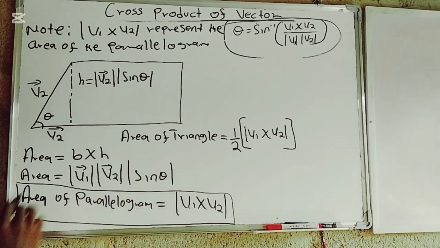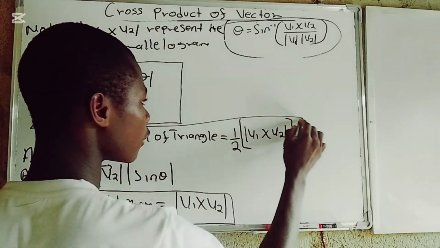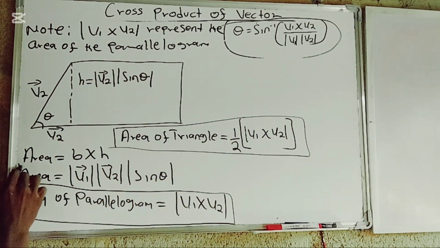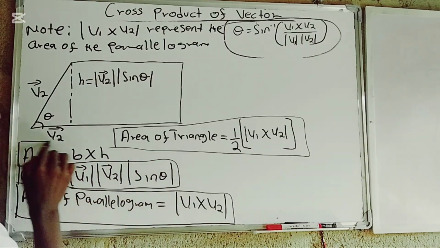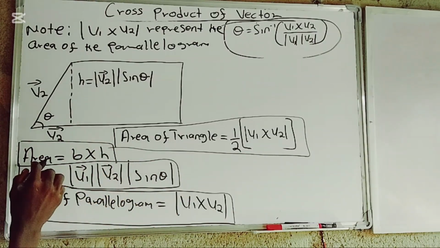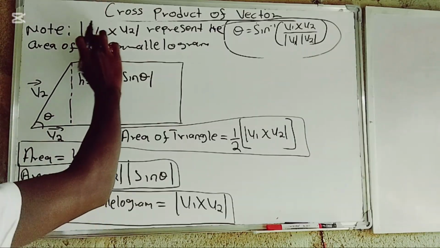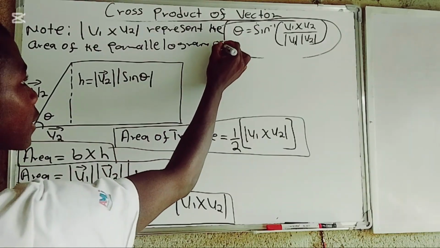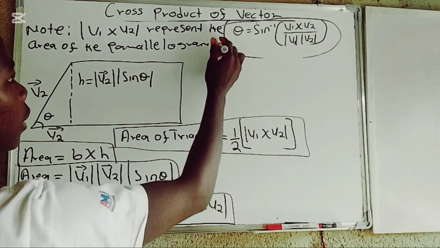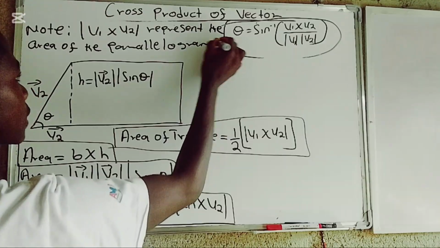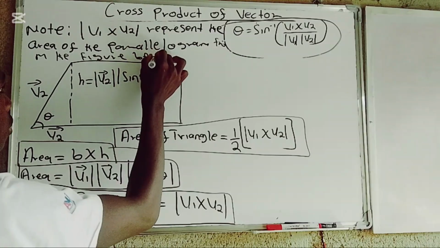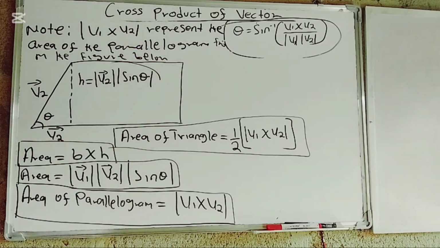Make sure you write them down, including the angle. So this is the area of the triangle, and this is the area of the parallelogram, and also the area that says base times height from the diagram. So note that this represents the area of the parallelogram from this figure. So let's have some examples under this.